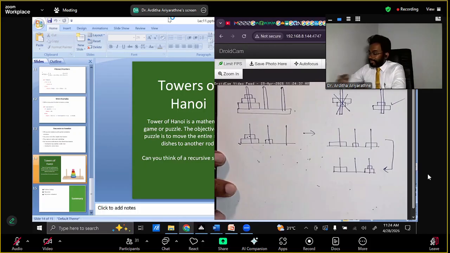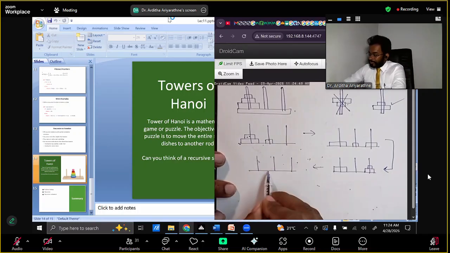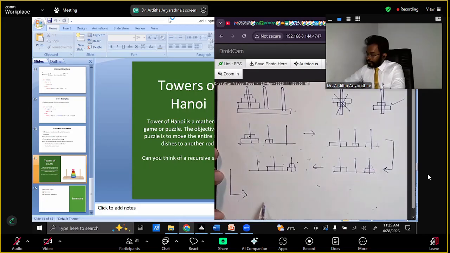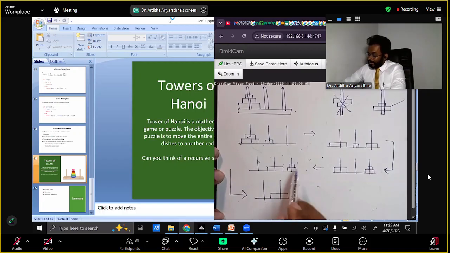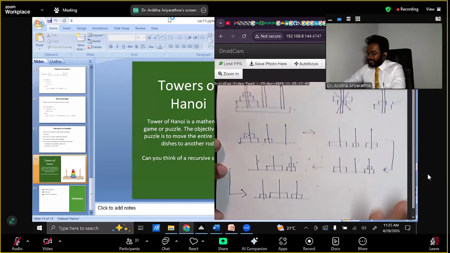Then what we can do in the next level, now I can move the larger one from here to here. This is the larger one, and still the middle one and the smallest one here. Right. Now in the next level, here the larger one is here, and I'll move the small one to here like this. Now the middle one is still here.